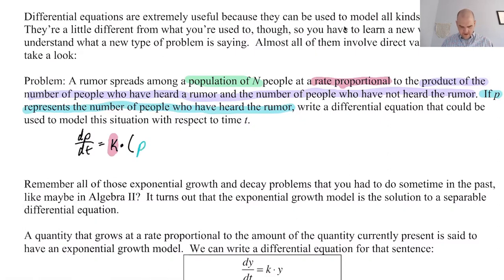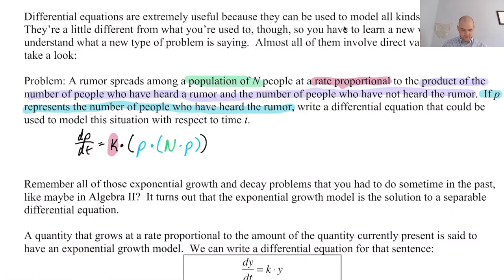P, so that's the number of people who have heard the rumor, times the number of people who have not heard the rumor. If P is the number of people who have heard it, then I'm going to multiply this. So I think it'll be N minus P. This is one of those things where I'm like, oh, coloring it in would be a good idea, and then I'm really regretting that. I think this is all the information that we have.